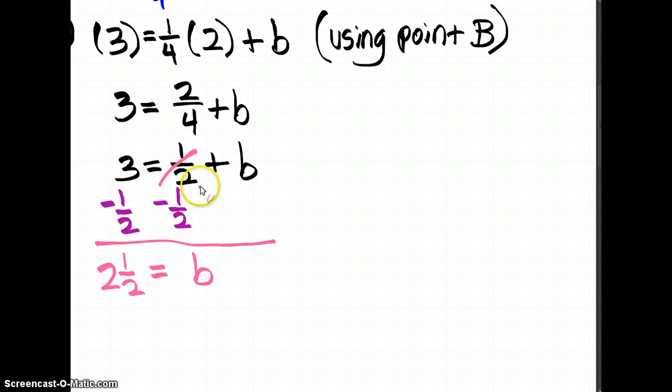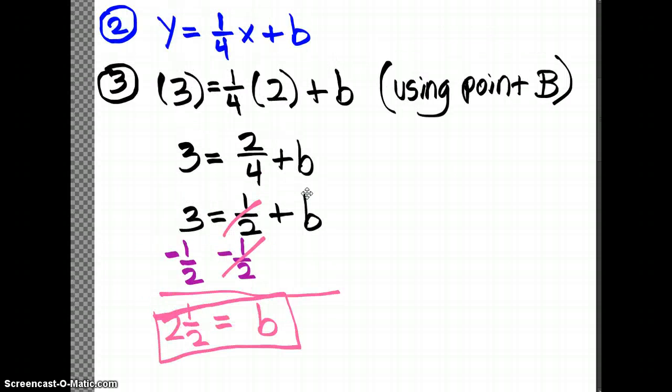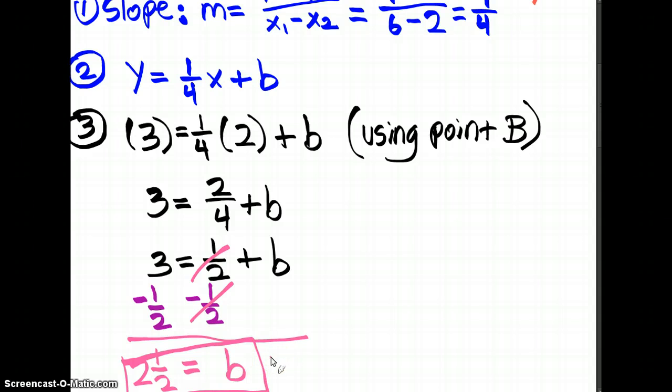Notice right here, these two values just cancel out solely because they are inverse values of each other. One's a positive, one's a negative, so they simply add out to 0. So looking at this, we now have a value of b equal to 2 and 1/2. Knowing that, what we can do is take that value of b and plug it back into the equation that we have in step 2. And that's our fourth step.